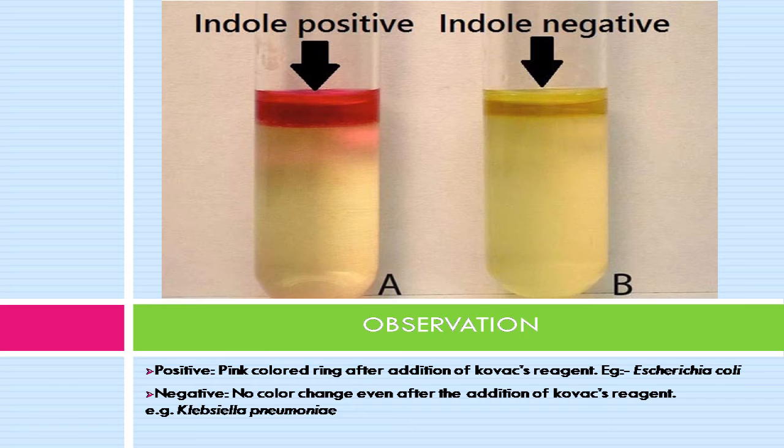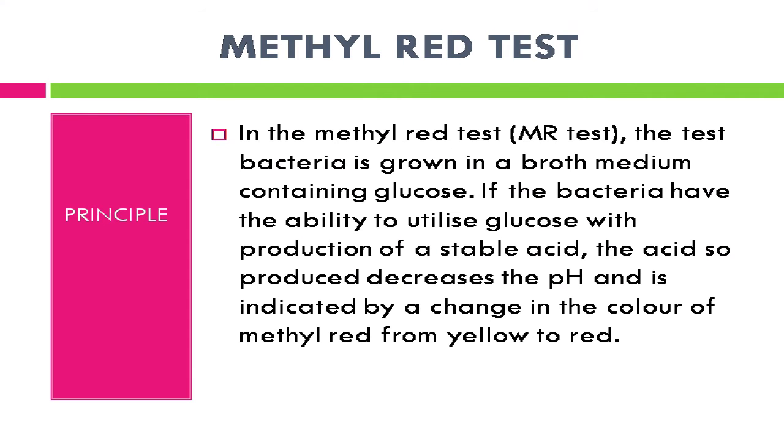Observation: in a positive test, a pink-colored ring after addition of Kovac's reagent is seen. Example, Escherichia coli. In a negative test, there is no color change even after the addition of Kovac's reagent. Example, Klebsiella pneumoniae.